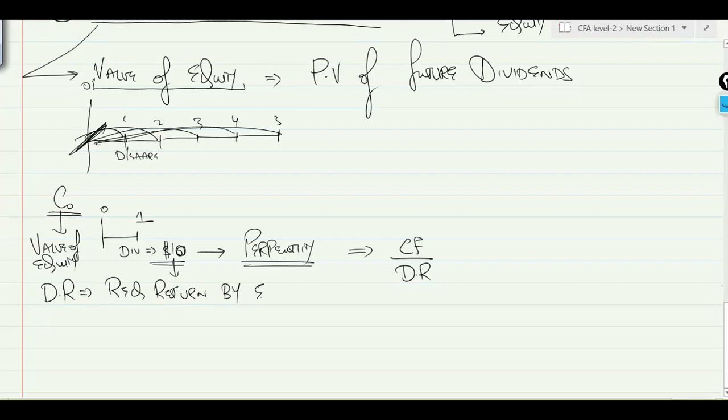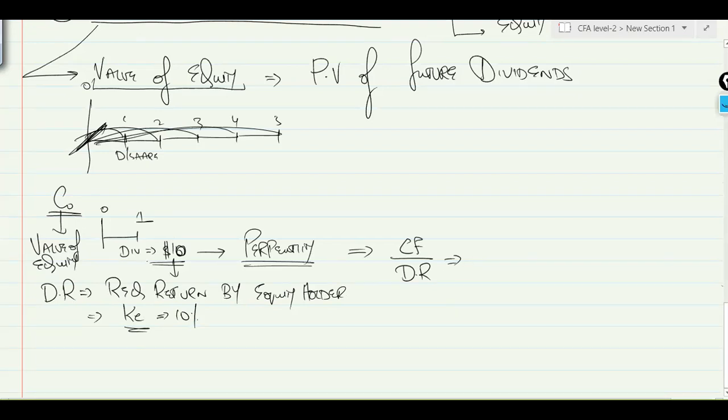Required return by equity holders, and such a return in the WACC was called cost of equity. Cost of equity simply means the return that is required by the equity holders. So let's suppose cost of equity is said to be 10%. So how am I supposed to compute the value of equity?